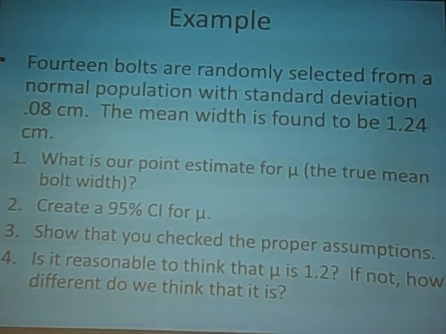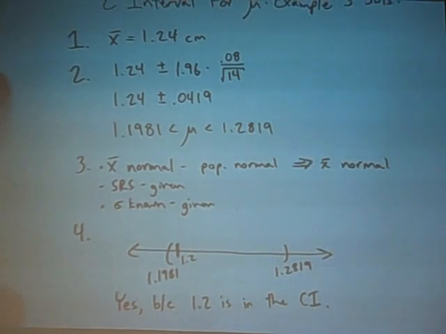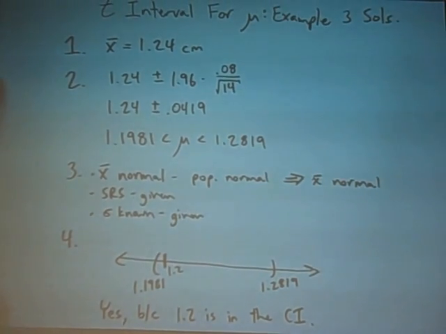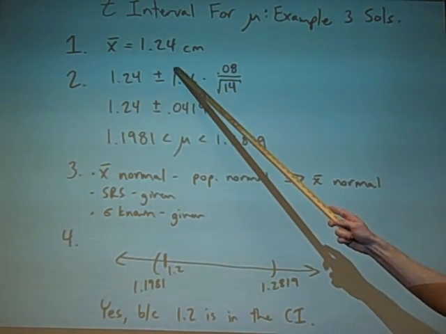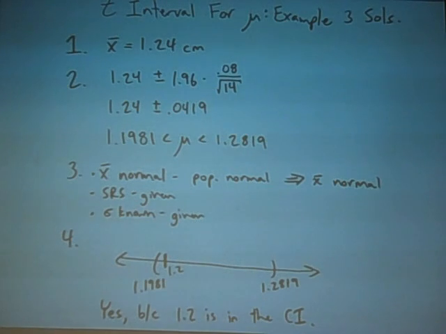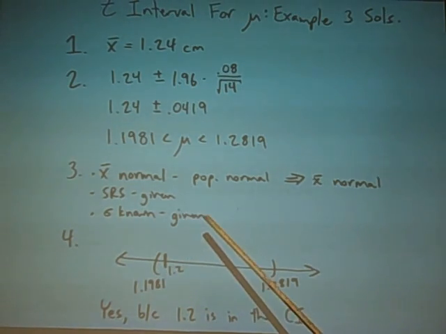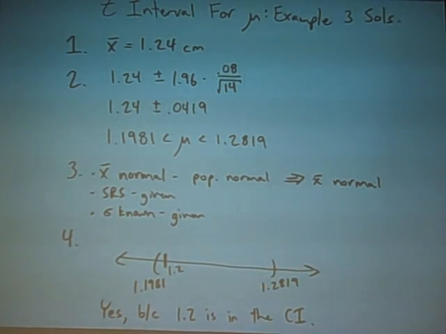Okay, so I'm not going to spend a lot of time on this. But just going through this briefly, hopefully this coincides with what you have. The point estimate is 1.24 centimeters, just X bar. If you're thinking too hard about a point estimate, you're probably not doing it right. Number two, I don't remember what confidence level this was, so I guess it's 1.96, so it must be 95, right?